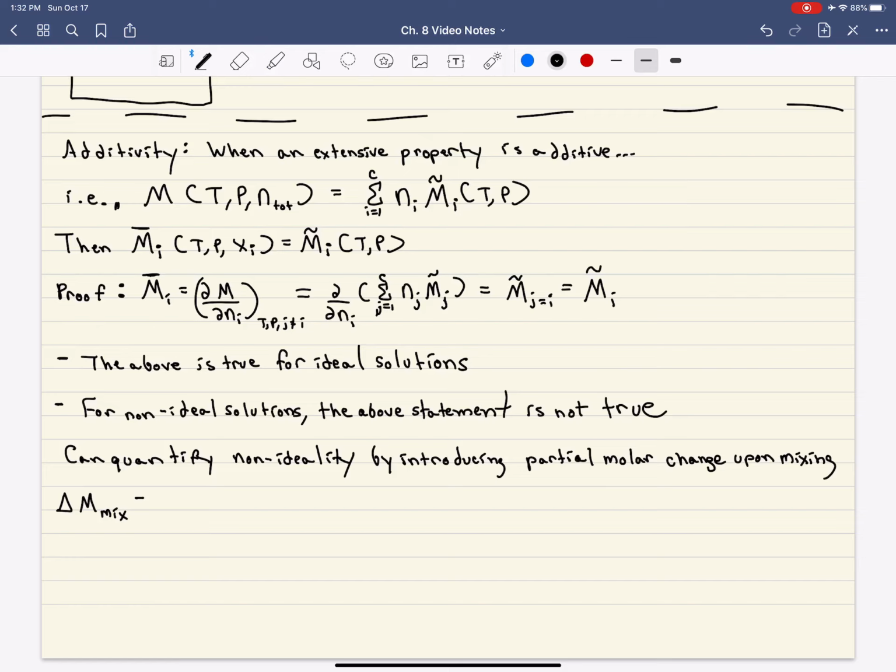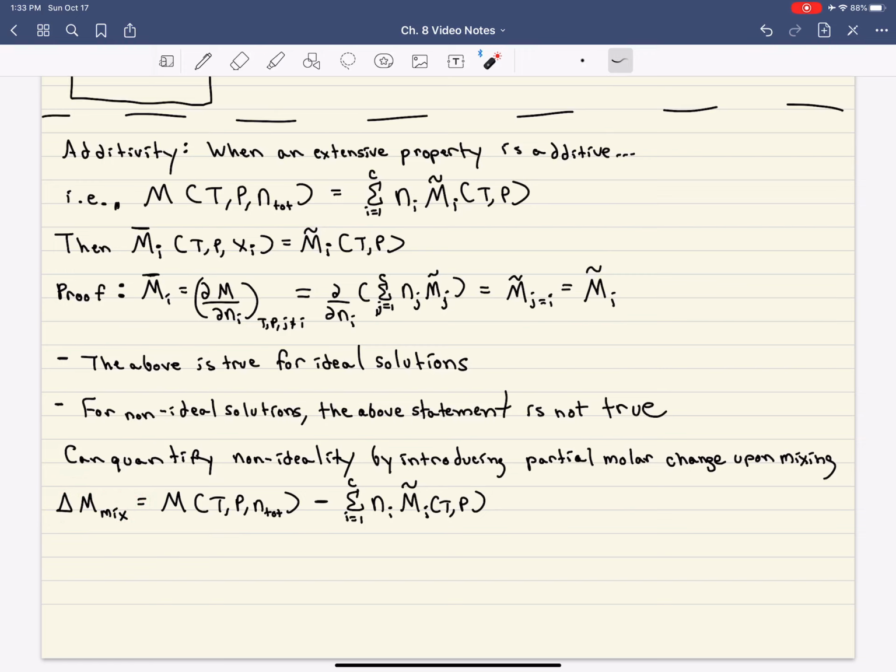Before I do that, this delta M mix is just going to be equal to the total M property at some T, P, and total N, minus the ideal solution prediction at some temperature and pressure. And so essentially what we're saying is this is how that volume, that enthalpy, that entropy would change once we start mixing together the different chemicals. And the difference between the actual value and the one predicted by the ideal solution model, that difference would correspond to your delta M mix.